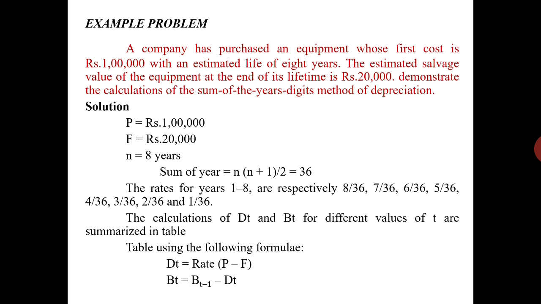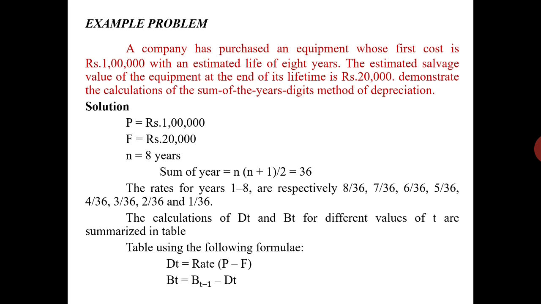Here we are going to solve a problem of the sum of year digit method. Already we know the problem. A company plans to purchase equipment for rupees 1 lakh. That is the first cost of the equipment, P equal to rupees 1 lakh. The salvage value of the equipment F equal to 20,000, and the life of the equipment N equal to 8 years.